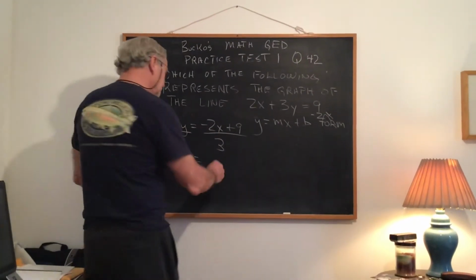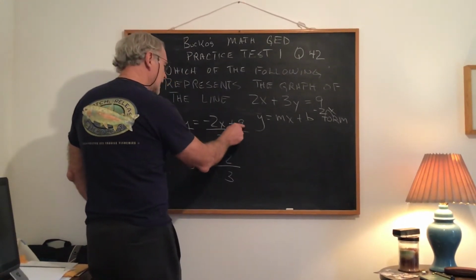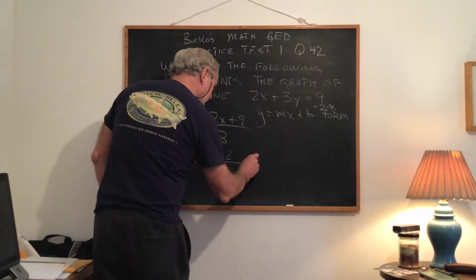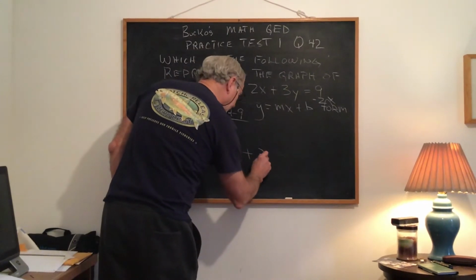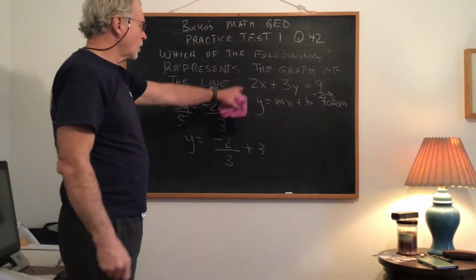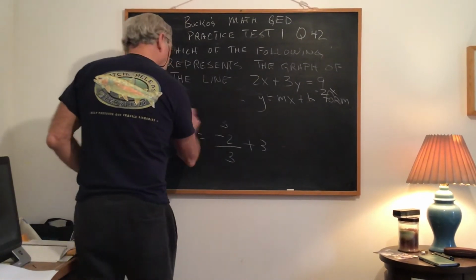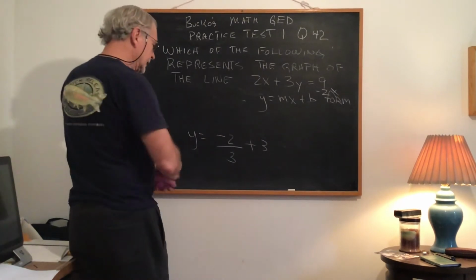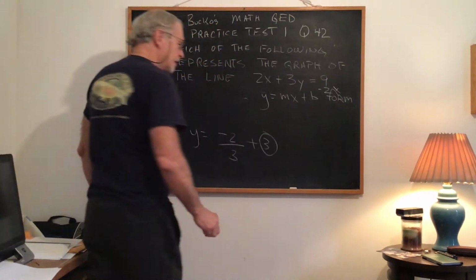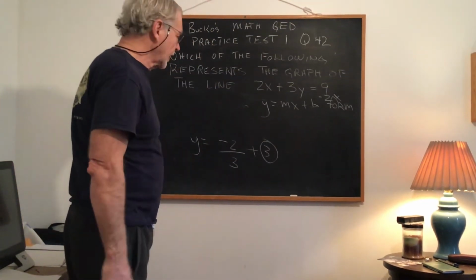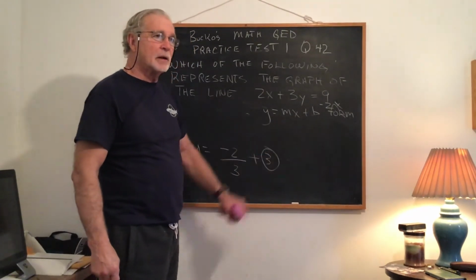So this becomes negative 2/3. And 3 goes into 9 3 times, a positive into a positive, so it's going to be a positive 3. So there's our y equals mx plus b form, our slope-intercept form. And that's what we need. This tells you where that line is going to fit on the graph. It's going to intercept the y-axis at positive 3.